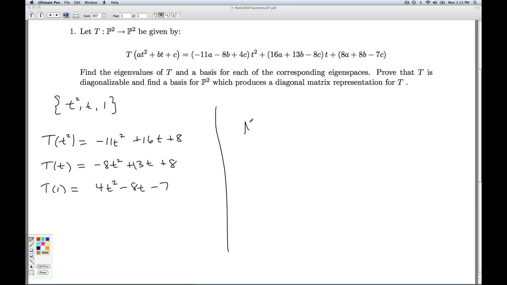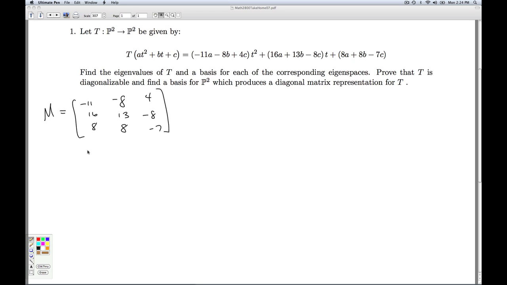So I'm going to get a matrix representation for T: negative 11, 16, 8, negative 8, 13, 8, and 4, negative 8, negative 7. And that's going from the standard basis to the standard basis. So now the game is find the eigenvalues for this, find the basis for the eigenspaces for this, and then what they correspond to back here in P2.